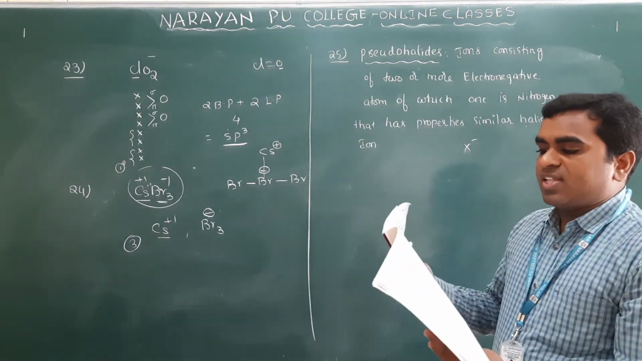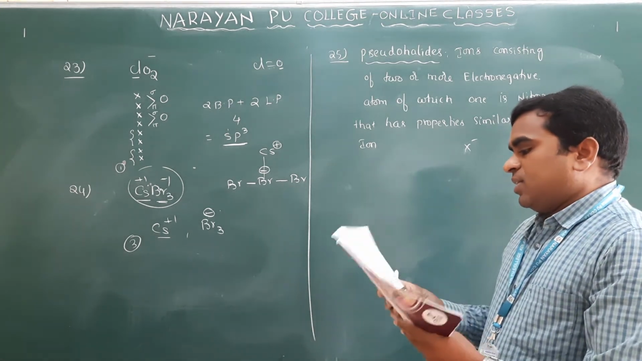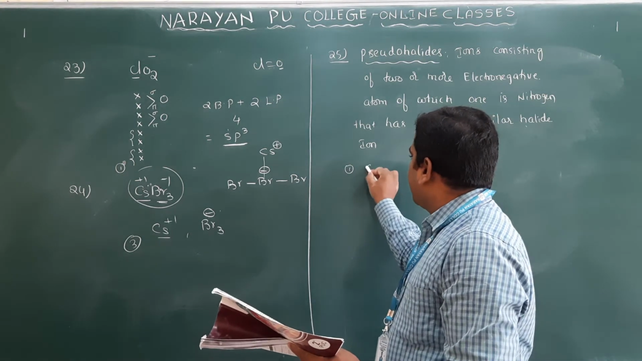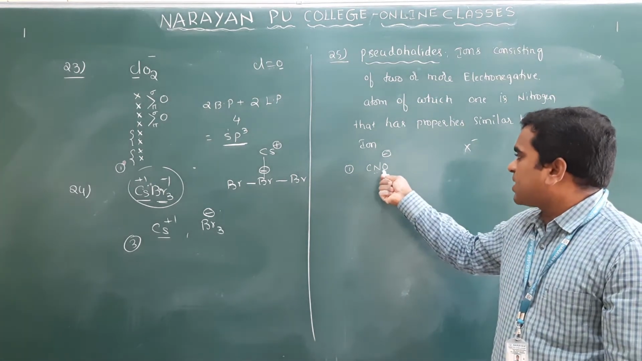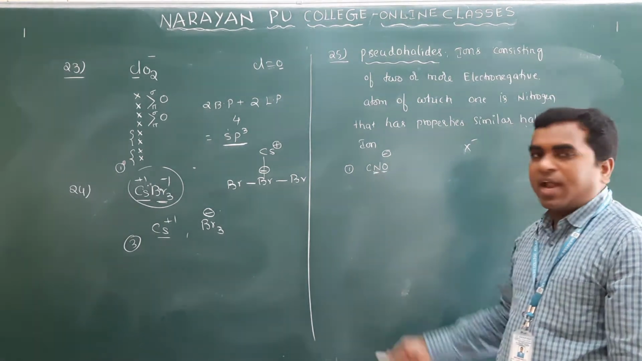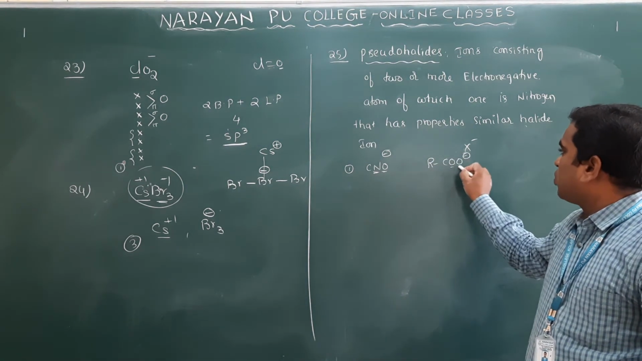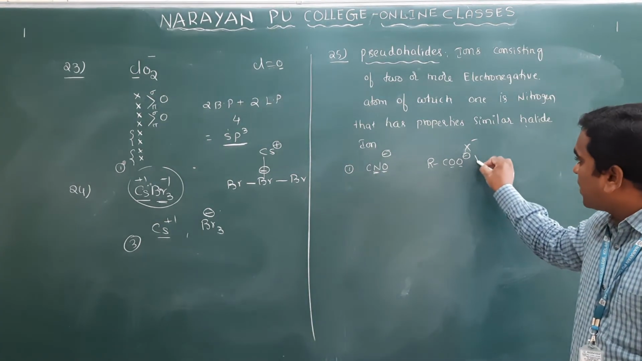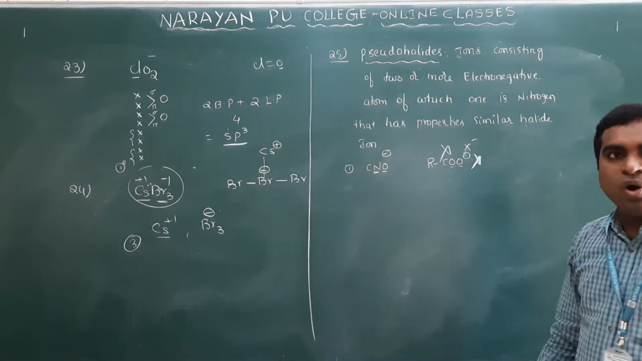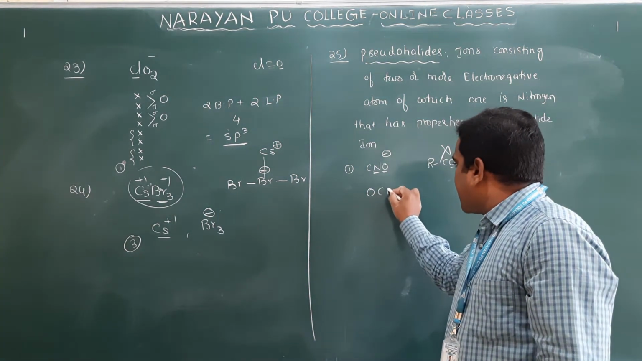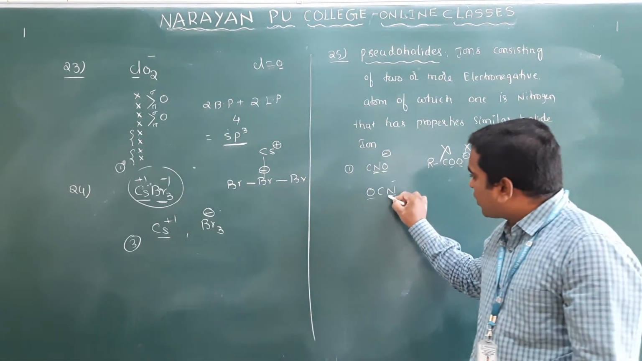Clear? Now see what they are asking: which is not a pseudo halide. What is the first one here? The first one is CNO minus. Electronegative atoms are there, and one of the electronegative atoms is nitrogen. Second one, RCO minus. Here two electronegative atoms are there. Does this ion have any nitrogen? No. So that's why it is not a pseudo halide. And the next one, OCl minus. Here how many electronegative atoms are there? Two electronegative atoms are there. One of the electronegative atoms is which one?